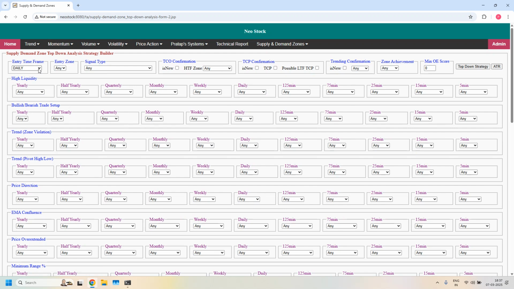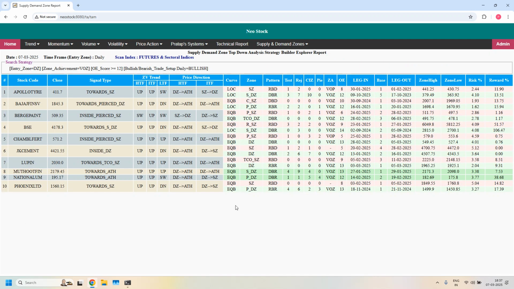For the monthly income trade bullish trade setup, entry time frame is daily. Entry zone, demand zone. In bullish or bearish trade setup at entry time frame daily, I am selecting bullish. And the zone achievement should always be violated opposing zone. Minimum odd enhanced score should be 12. So with these filters, we got 10 stocks. So these 10 stocks are supporting bullish trade setup for monthly income trade.